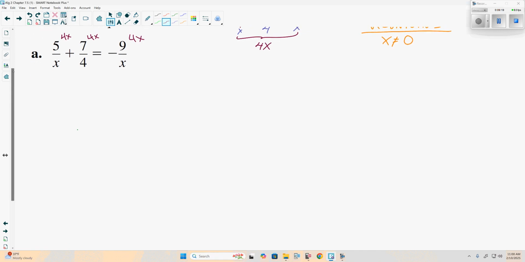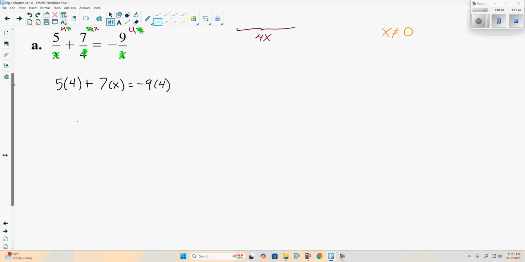And if we do this multiplication here, in our first fraction, the x and x will simplify, leaving us with 5 times 4. Plus, in the middle parenthesis, the 4 and 4 will simplify, leaving us with 7 times our x. And on the other side, our last fraction, the x and x will simplify, leaving us with negative 9 times 4. Questions on this so far?